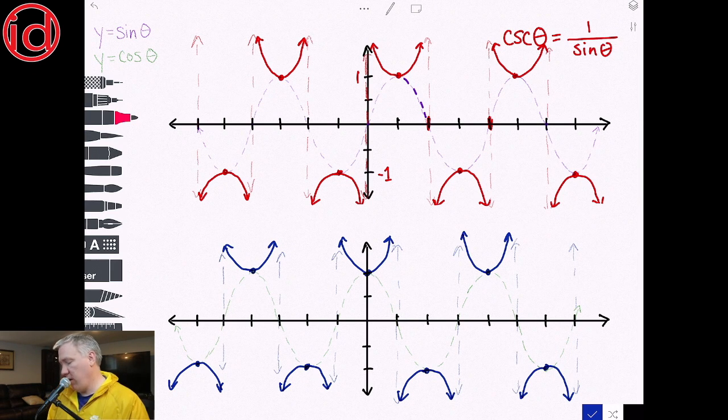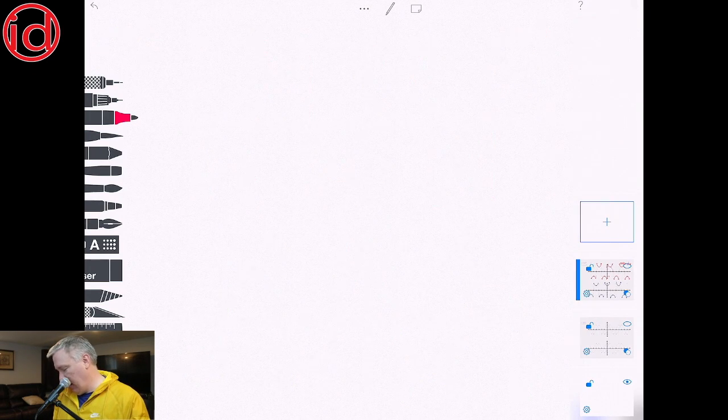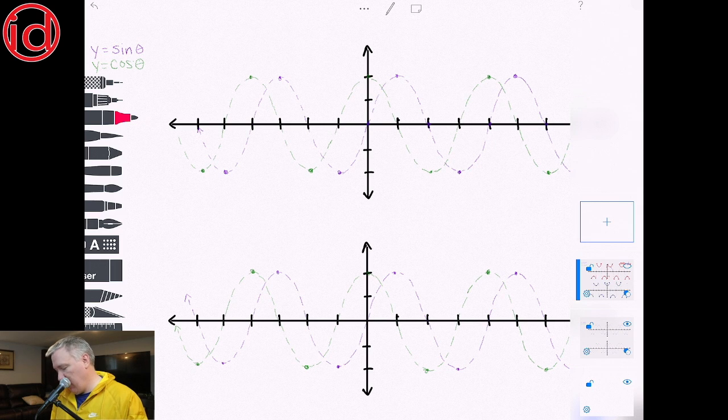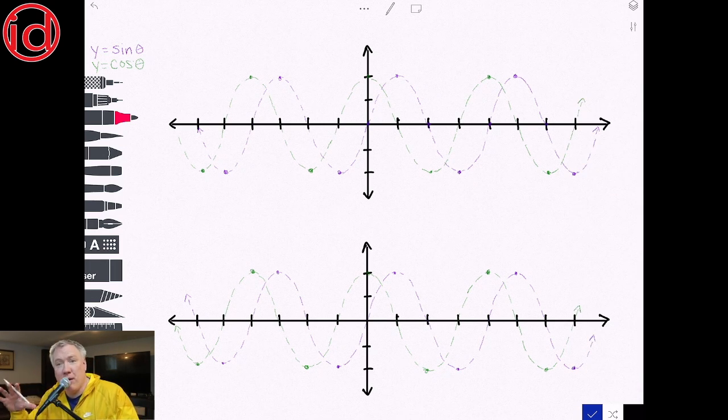All right, now let's move on. I told you that we were going to do tangent and cotangent. This is where it gets a little bit more complicated. So let me hide this layer and bring up the tangent layer. And you'll notice that on each one of these, I've gone in and graphed both sine and cosine. You can see it in the unit circle why this is true, but we haven't really focused on this.